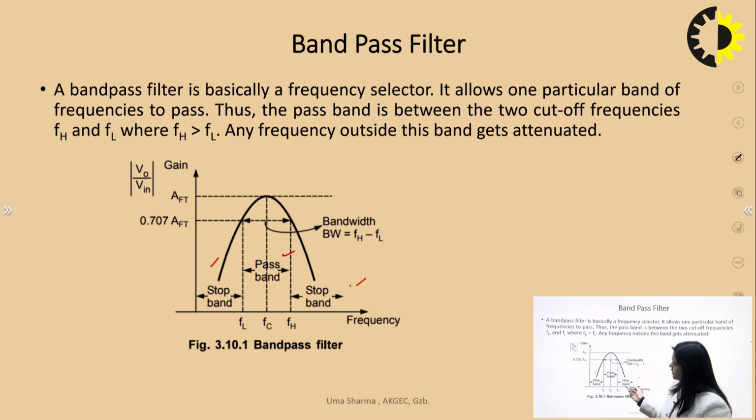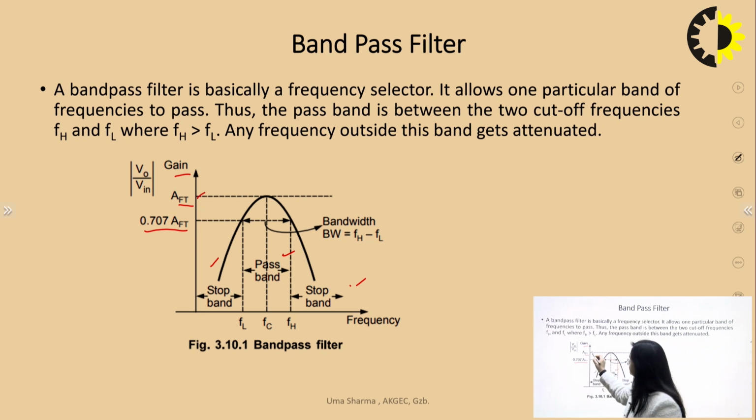Here in this frequency response, let's understand the parameters on the y-axis. This is gain, which is VO by V in and can be represented as AFT. AF is the filter gain and this is the total gain of the filter. This 0.707 of AFT is basically the gain which is 3 dB down from AFT. So, basically this gap is 3 dB.